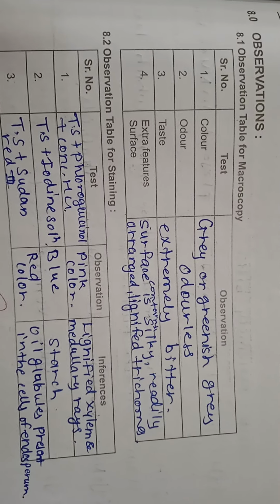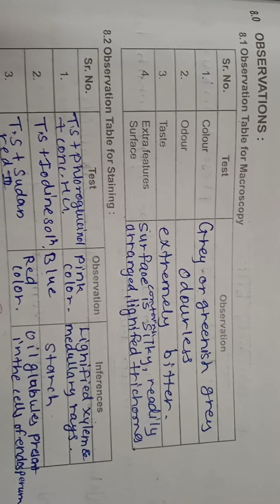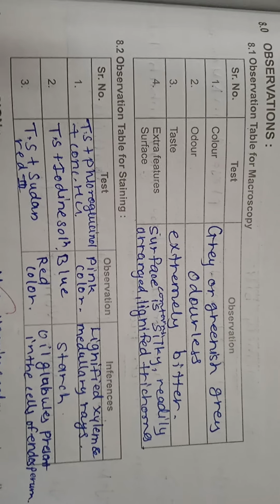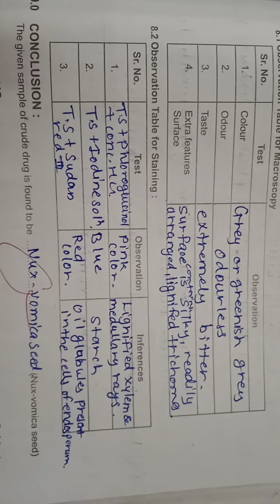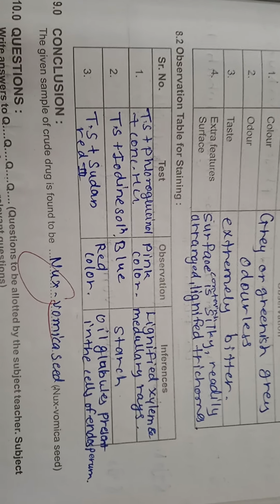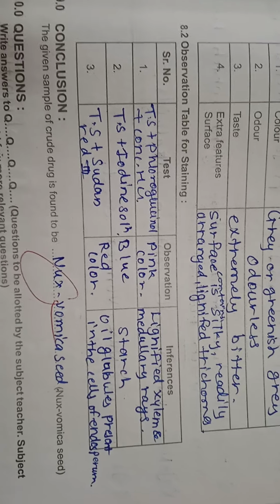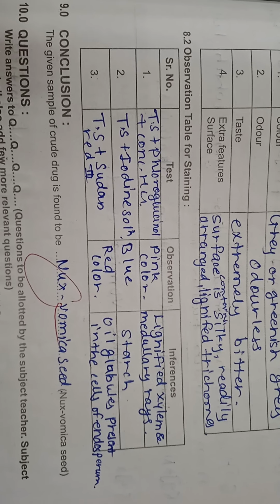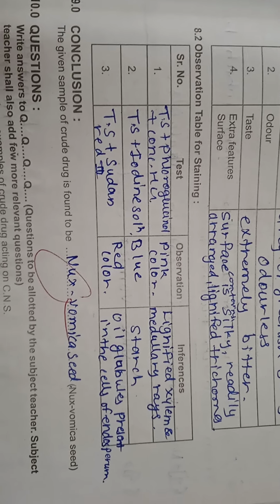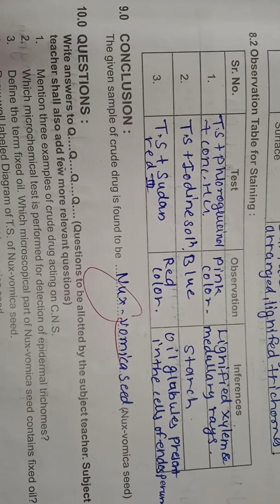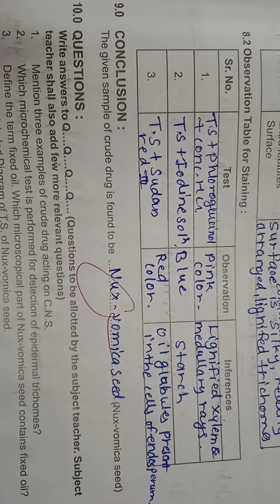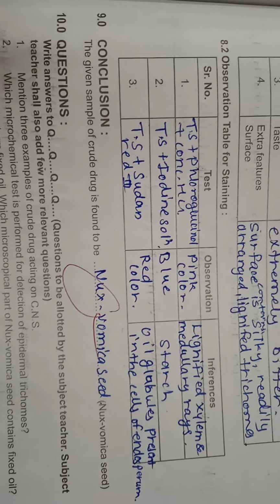Okay, now this is the observation table which is given for macroscopy and staining. Color, odor, taste, extra features, surface you have to write. Then you have to write the staining agents. Here you are using TS plus phloroglucinol HCl, iodine, plus TS plus Sudan red. Okay, 3 staining agents you are using here. And the conclusion is the given sample of the crude drug is found to be Nux vomica seed. Okay, thank you.